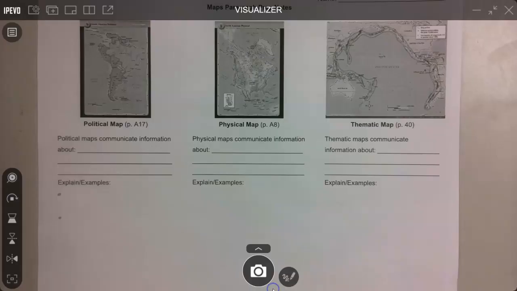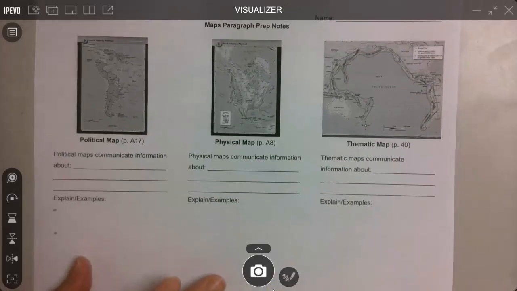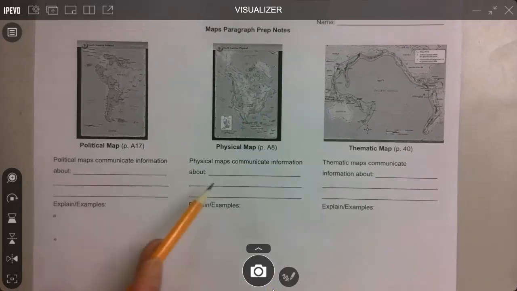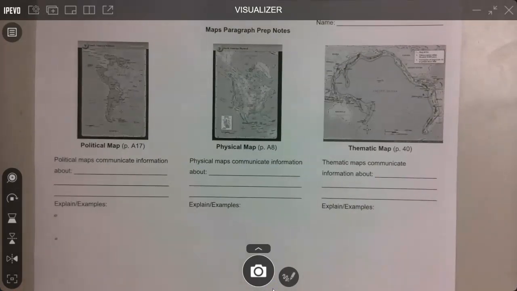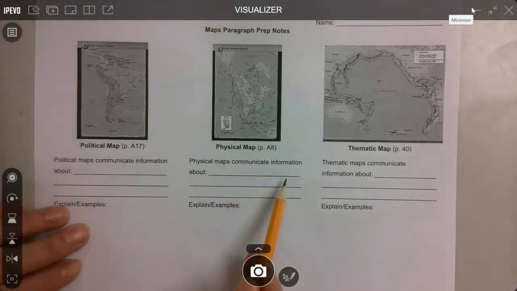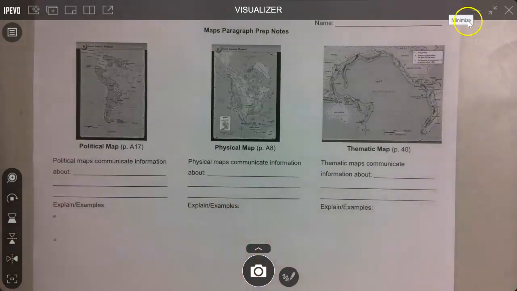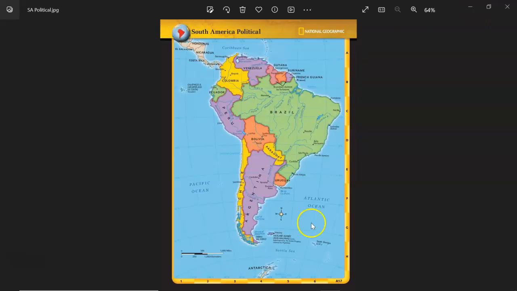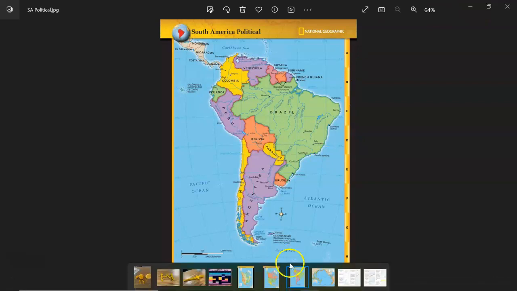Now let's move on to our second type of map and what it communicates. So give this some thought. Physical maps. What do physical maps communicate information about? You already made a political and physical map, and you put different things on each one. So what can we learn from physical maps? Pause the video. I'll put an example of a map up. You're going to pause the video, and then you're going to write your answer here. What do physical maps give us information about?